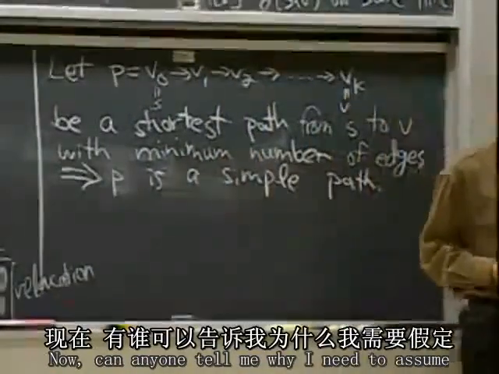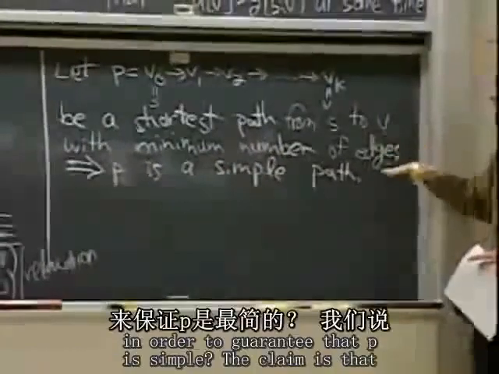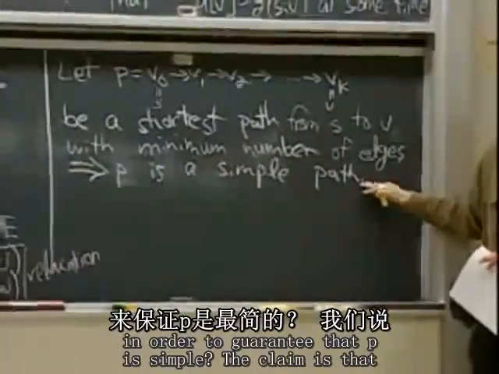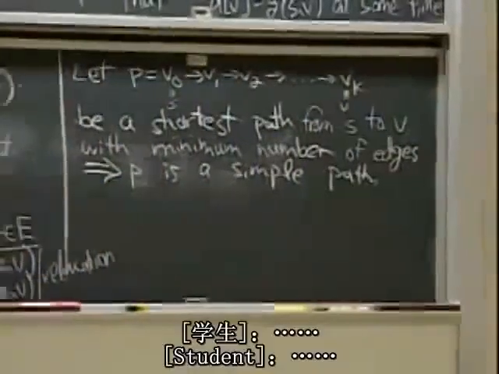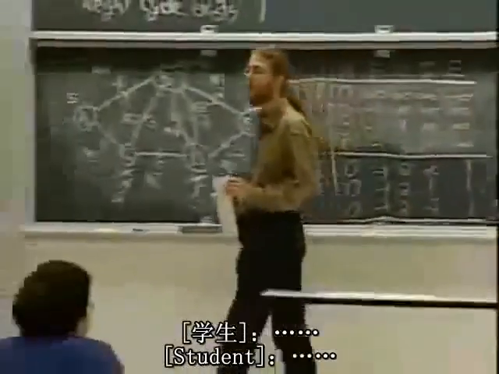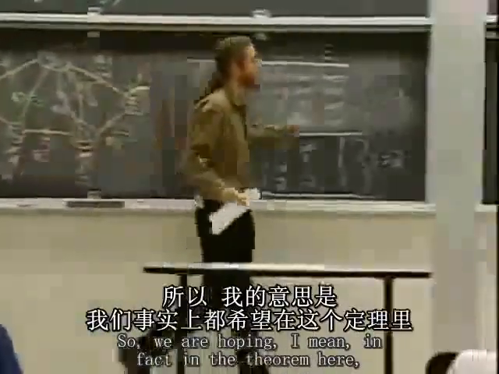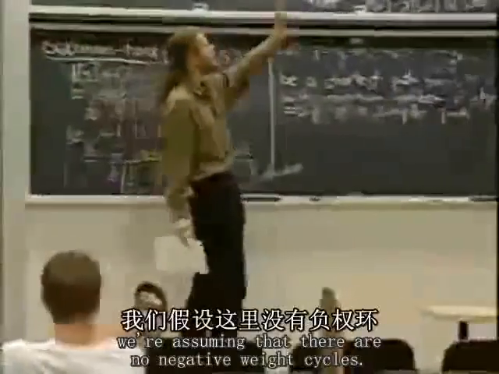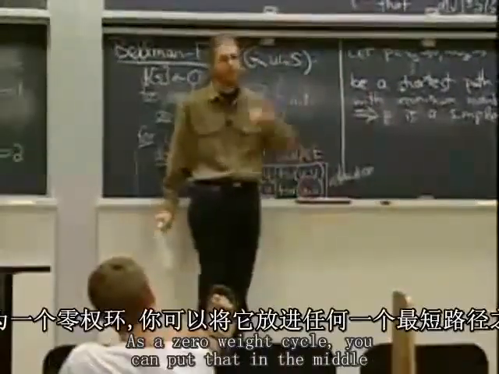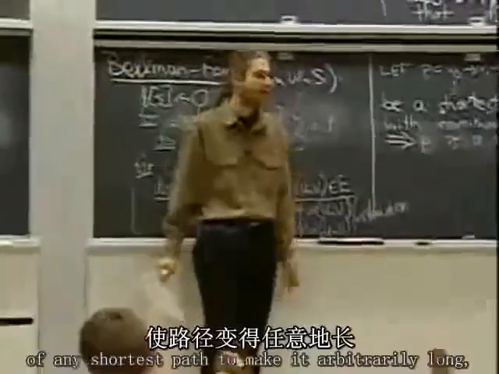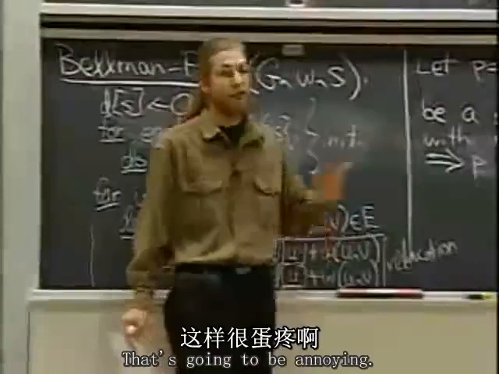Now, can anyone tell me why I need to assume that the number of edges is the smallest possible in order to guarantee that P is simple? The claim is that not all shortest paths are necessarily simple. Yeah? Because you can have a loop that has weight 0. Right, I could have a 0 weight cycle. Exactly. In the theorem here, we're assuming that there are no negative weight cycles, but there might be 0 weight cycles still. If there's a 0 weight cycle, you can put that in the middle of any shortest path, make it arbitrarily long, repeat vertices over and over. That's going to be annoying.